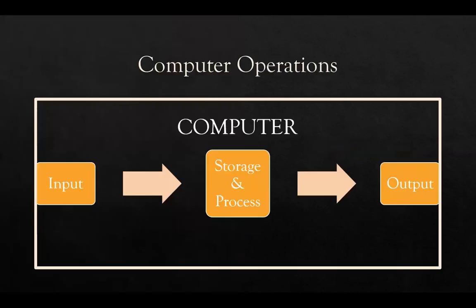Let's start with a review from the previous video. This graphic shows the basic logical structure that all types of computers follow. A computer is an electronic data processing device, which A, accepts data input, B, stores data input and processes that data, and C, generates the output in a required format.